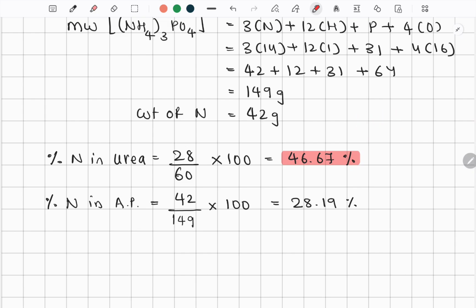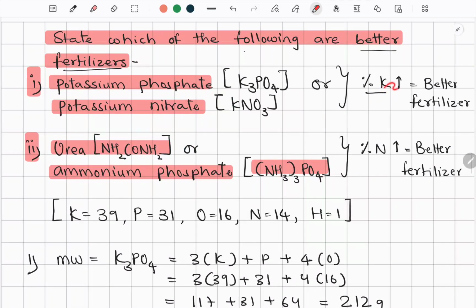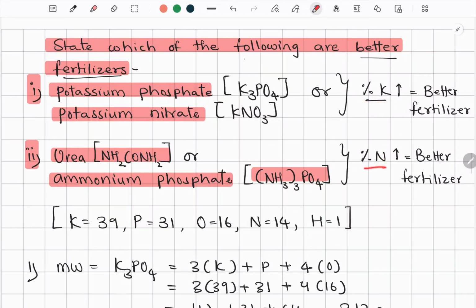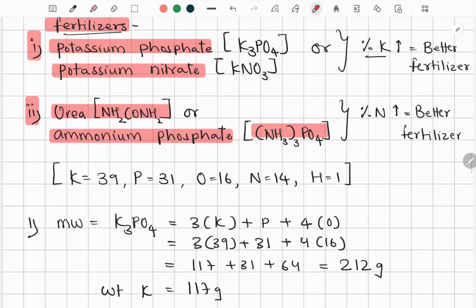Okay, so in this question two concepts were mixed together. Anyway, we were only calculating the percentage of the element in the given compound. In the first part we calculated the percentage of potassium in both compounds, and in the second we calculated the percentage of nitrogen. But the small concept we should know from now onwards is: higher percentage of potassium, better fertilizer; higher percentage of nitrogen, better fertilizer. So you just have to calculate the percentage of these elements in both compounds, and then compare. The higher the percentage, the better the fertilizer.